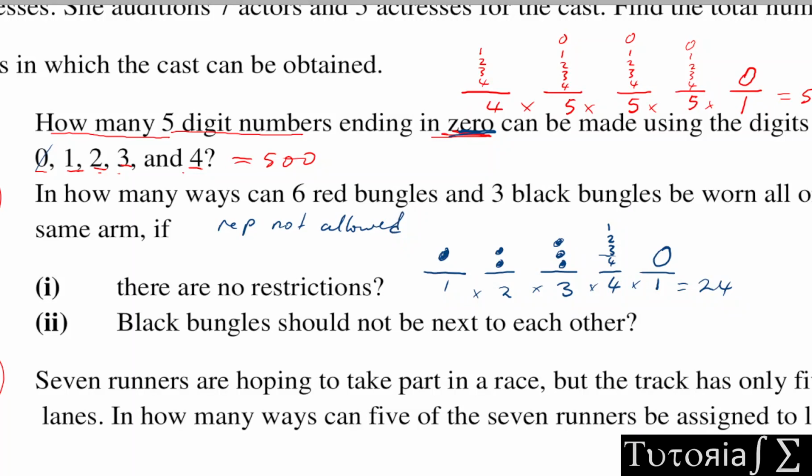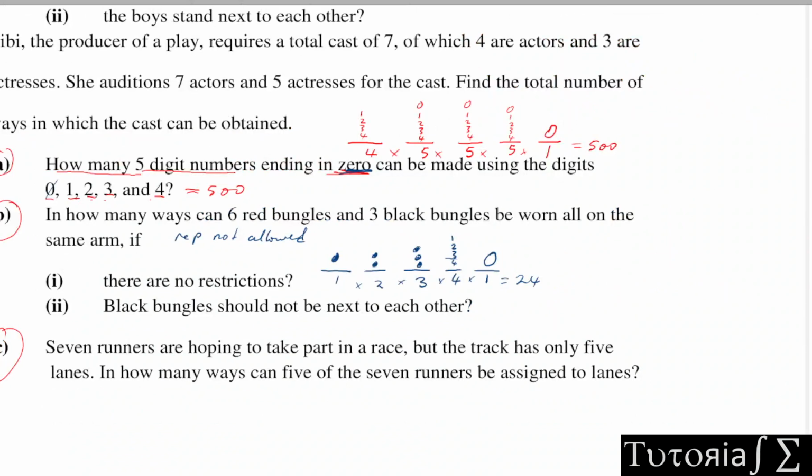Okay, so now let's consider another iteration of the question. Suppose they just said, how many 5-digit numbers, if they didn't say ending with 0 here. They just said how many 5-digit numbers can be made using the digits 0, 1, 2, 3, 4. So again, we're considering that repetition is allowed.